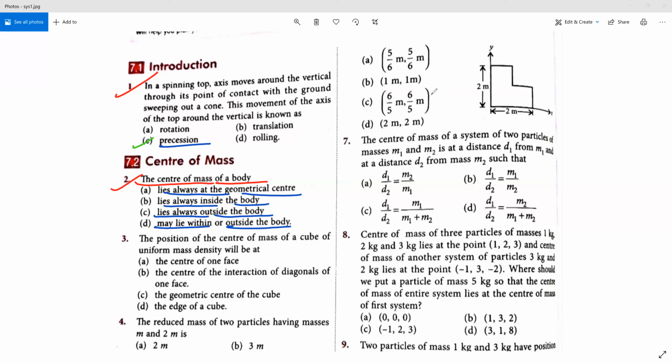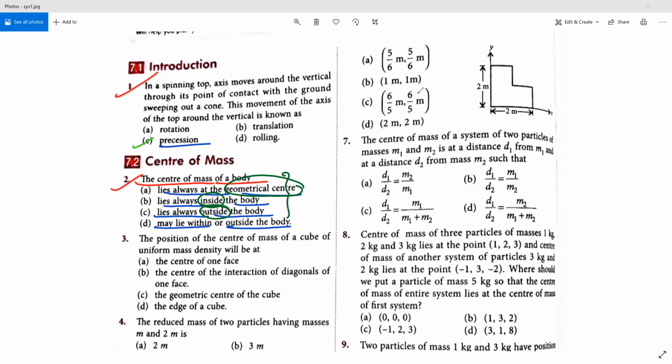We know the center of mass of the body may lie within or outside the body. When we observe all four options, in the first three options, they have given always geometrical center, which is not possible. Always inside is also not possible. Always outside is also not possible. So two possibilities are there.